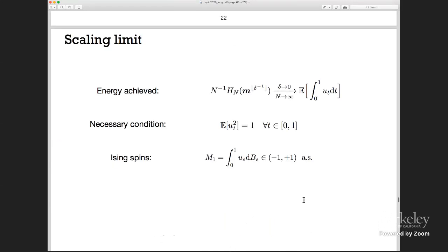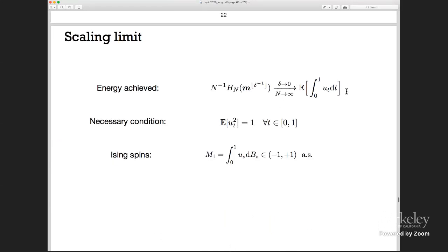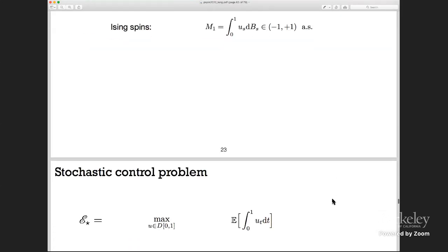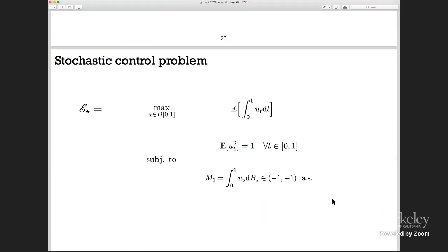All right, so let me go back here. Now this becomes an algorithmic design question. I have a class of algorithms that are parameterized by these functions u, and for each choice of the functions u, I know what energy I achieve by this algorithm in this limit. Now I want to maximize this number. I want the u's that maximize this number according to these constraints. So this becomes a stochastic control problem.